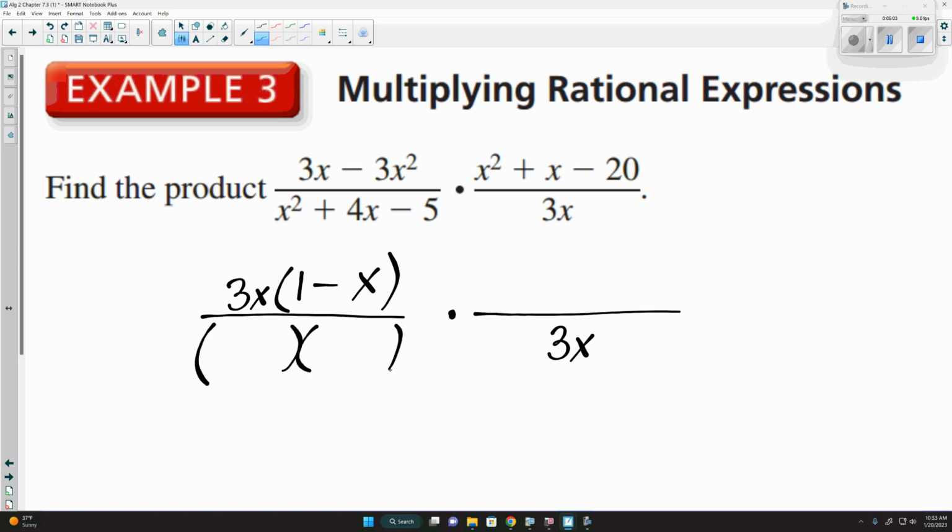Now, it doesn't matter which one we do next. We can look at the denominator, which is x squared plus 4x minus 5. There's not a greatest common factor to pull out, so we can go on to our two sets of parentheses with three spaces. Since the third term is negative, our signs are opposite. One's going to be positive, one is going to be negative.